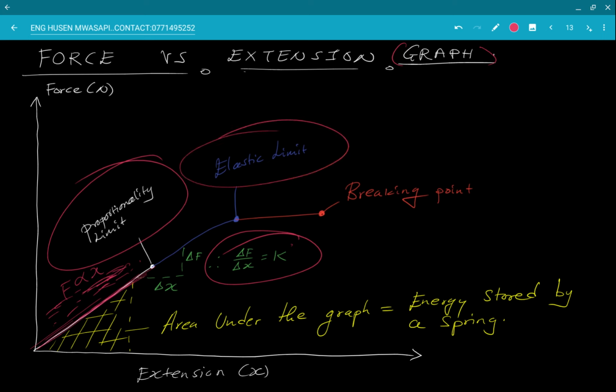Then the elastic limit is here, and this is the point that we discussed, where you are looking at the maximum force or load that can be applied to this particular spring, such that this wire or spring will be able to return to its original length when the load is removed. Then the breaking point is just the point at which the material breaks. The wire will break, literally break. Then be mindful that the area under the graph will always represent the energy stored by a spring. We'll get to understand all these terminologies when we move further with this topic.